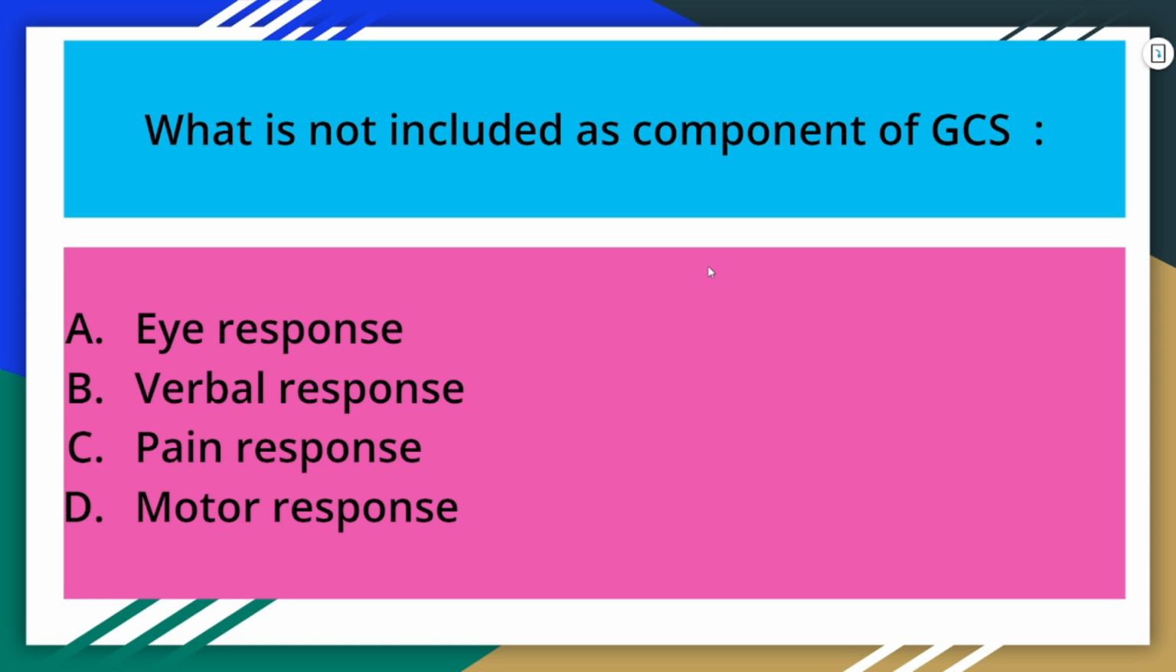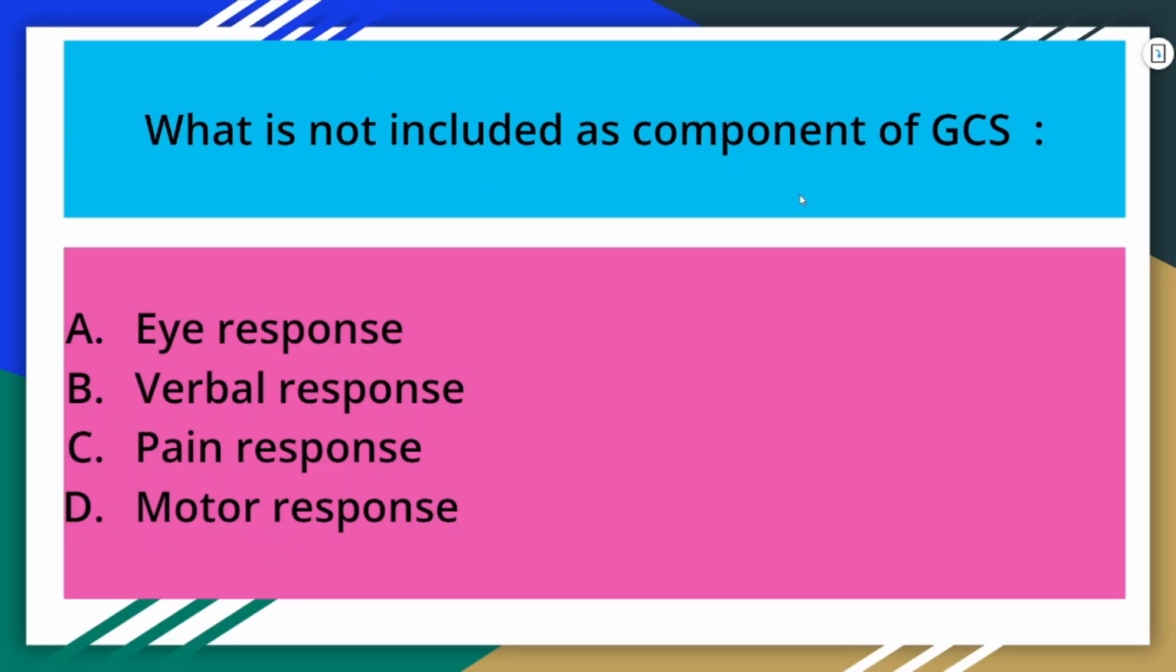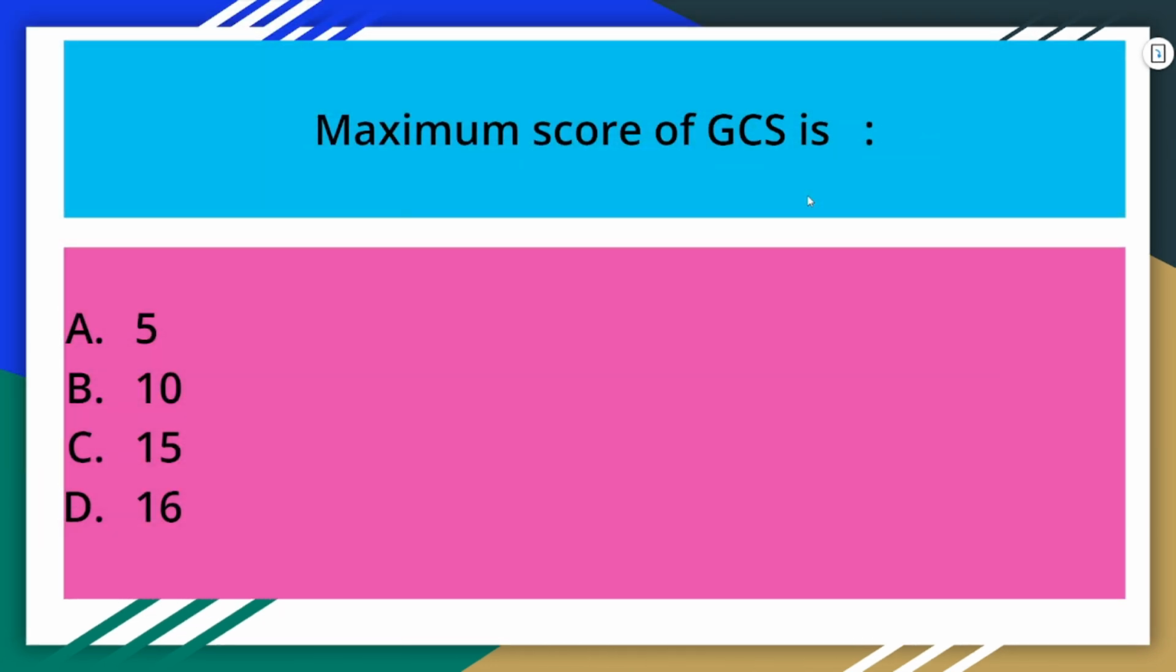Question number 1. What is not included as a component of GCS? Options are eye response, verbal response, pain response, or motor response. In GCS, there are 3 components: eye opening, verbal response, and motor response. So the correct answer is pain response. The maximum score of GCS is 5, 10, 15 or 16. The correct answer is 15.